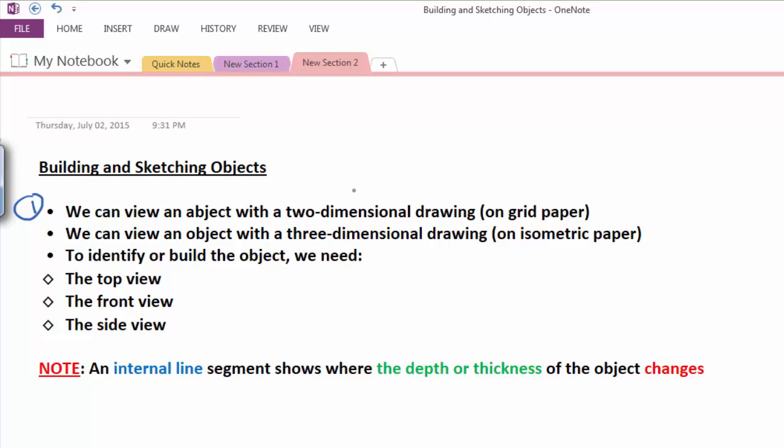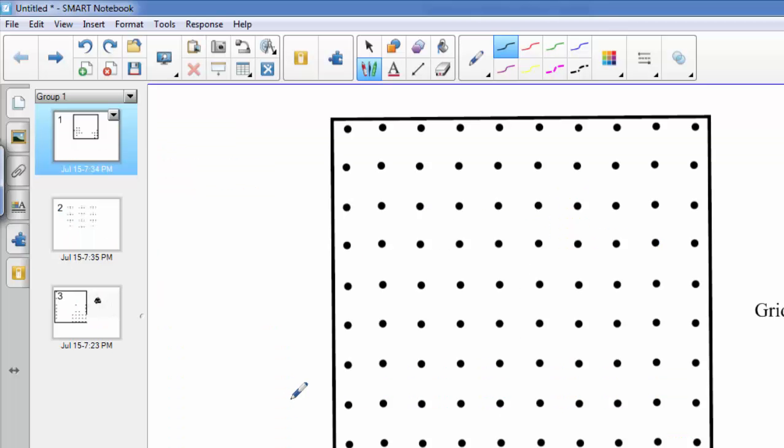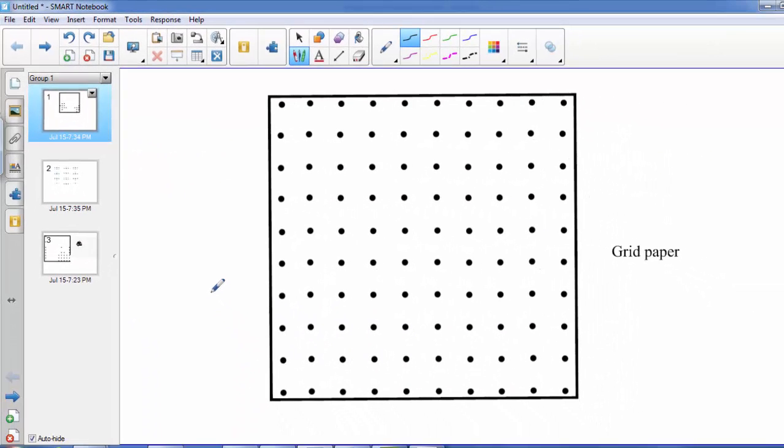we can view an object with a two-dimensional drawing on grid paper. What is the meaning of grid paper? We need to understand this one. So we will go to this drawing. This is a sample of grid paper. But how can we know this is grid paper or not?